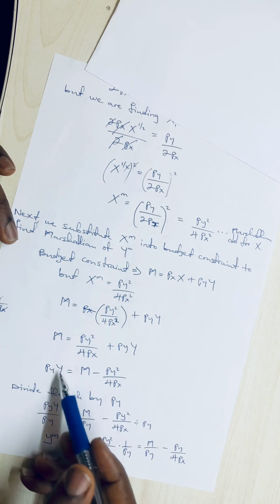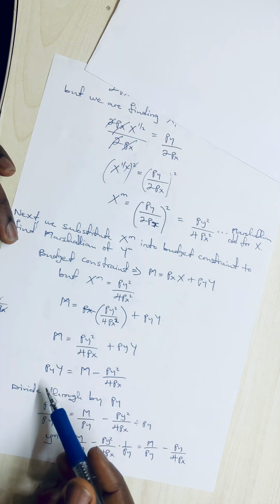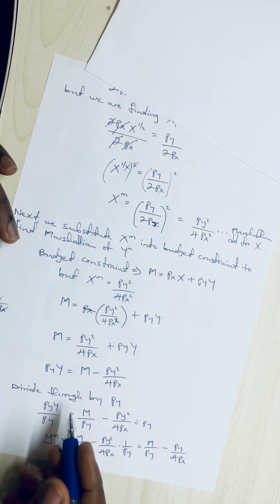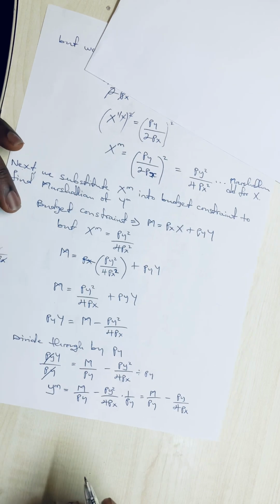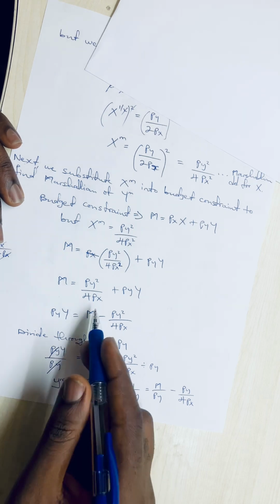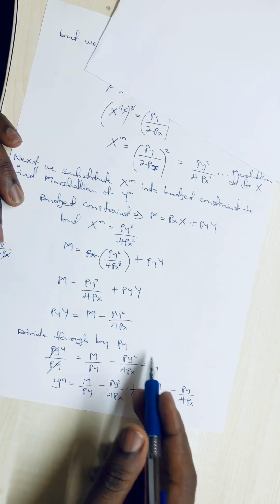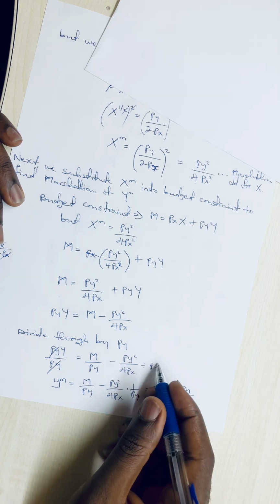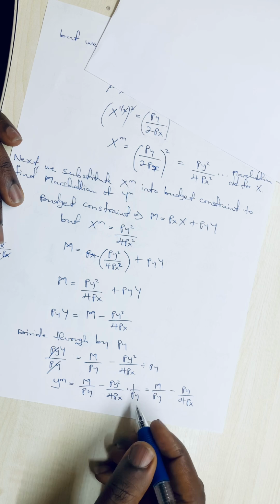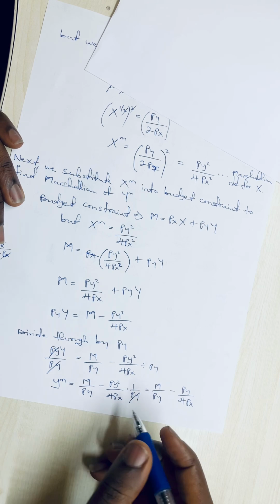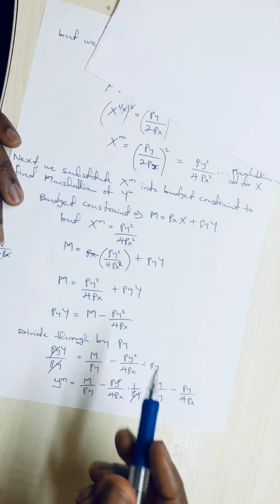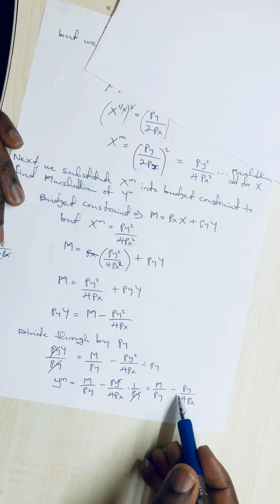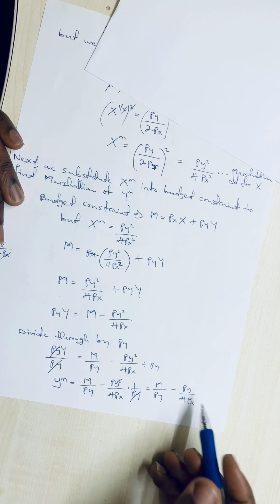But our focus is on deriving y, not py y. So you divide both sides throughout by py. Dividing here by py cancels py, so this is m over py. Then this again divided by py gives you this. Division on division turns to multiplication, so this becomes 1 over py. But this py we cancel for similar reasons as we did earlier. So what remains is m over py minus py over 4px.